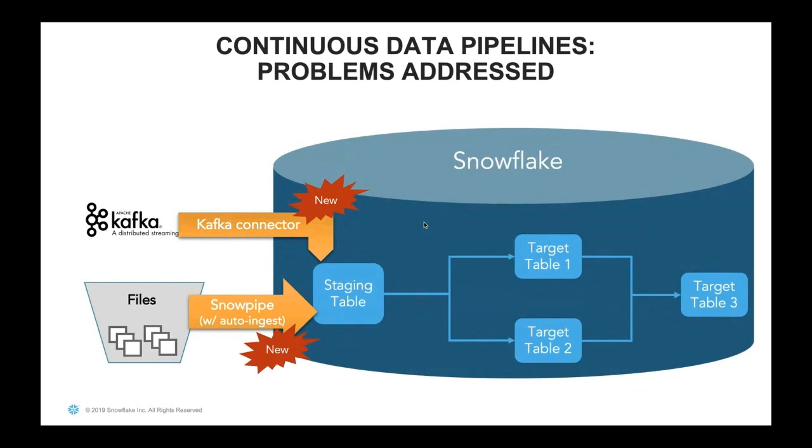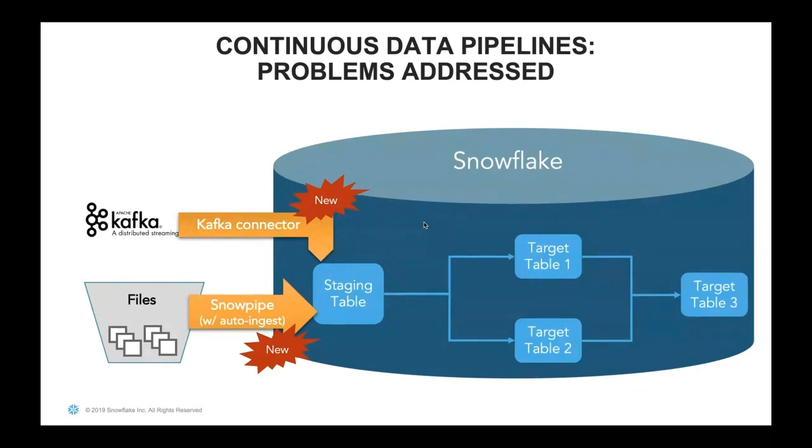we have introduced two new capabilities. One is the Kafka connector, which allows customers who are using Kafka to load data or ingest data into Snowflake in a continuous manner, as well as Snowpipe auto-ingest. That's a new capability which will allow you to load data continuously into staging tables.